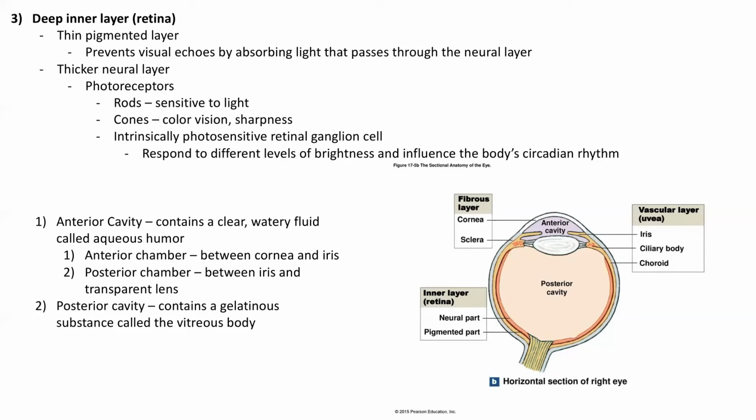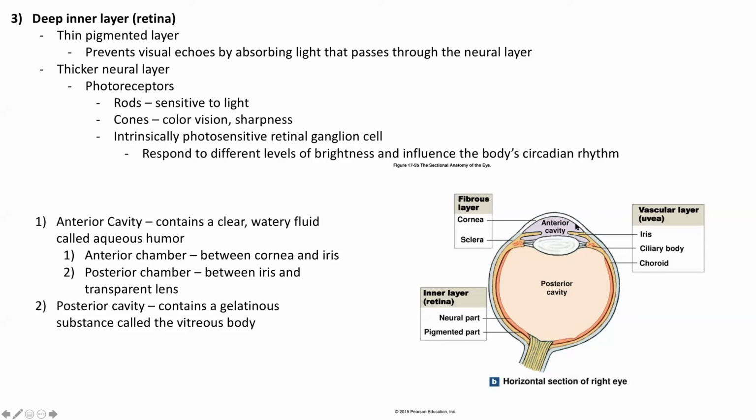And then in the eye, this image is also for the cavities. So we have a posterior cavity and an anterior cavity. The anterior cavity is broken up into an anterior chamber, which is in front of the iris, and a posterior chamber, which is behind the iris. And then we have that posterior cavity here.